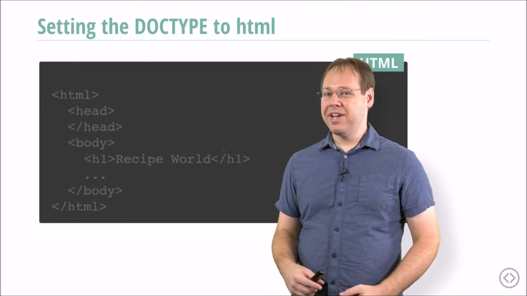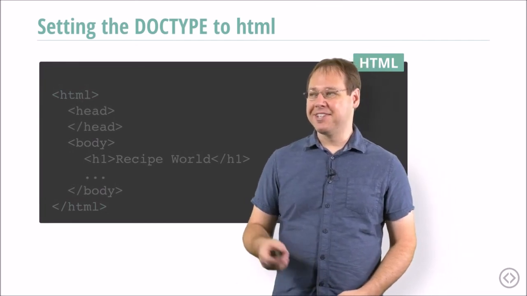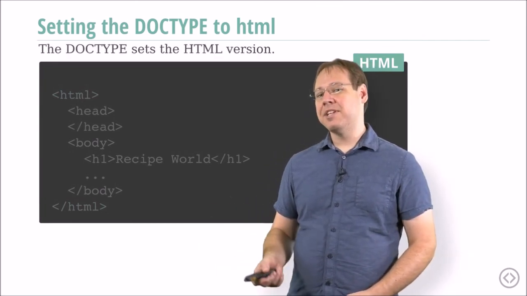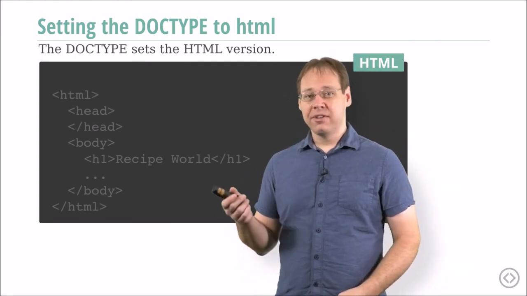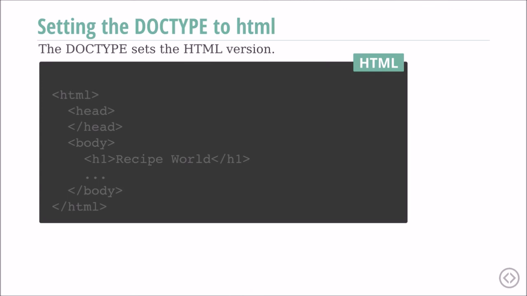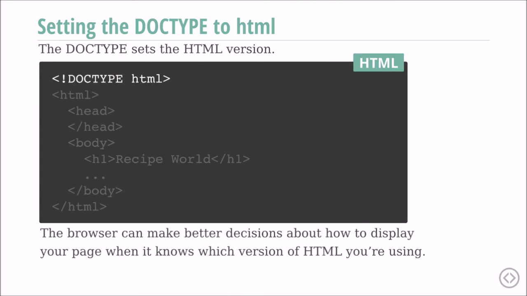So the final cherry on the top of our HTML cake is the doctype. The doctype sets the version of HTML that the browser should use to display the HTML that you wrote. By writing doctype HTML and not specifying a version number, we're actually just telling the browser to use the latest version.